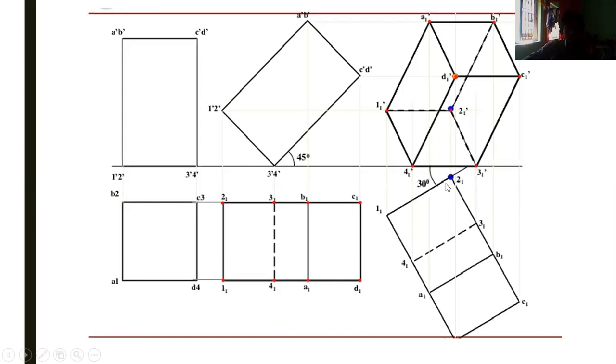So here I am drawing a 30-degree angle and copying the same things over there. So this is 1 dash 2 dash, and the same thing. Extending the projection lines from here and extending the projection lines over there, finally we will get the final figure. So you can easily draw this diagram.